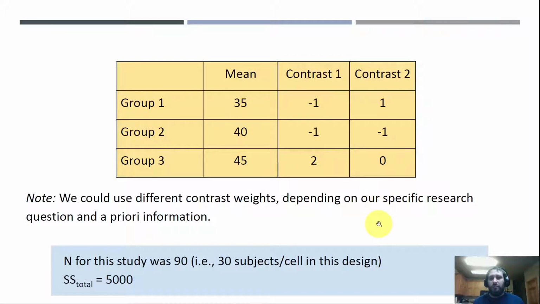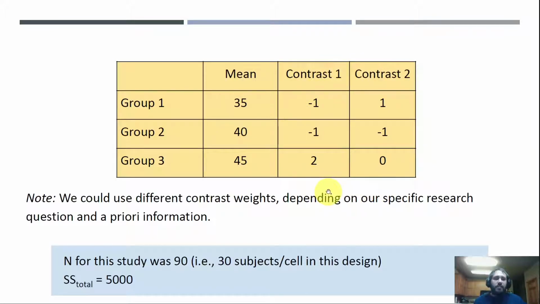So this is what we're going to be working with today. We are going to be working with 3 groups with mean scores of 35, 40, and 45. There were 90 participants total in the study and 30 participants per cell. So that means that 30 people were in group 1, 30 people were in group 2, and 30 people were in group 3.